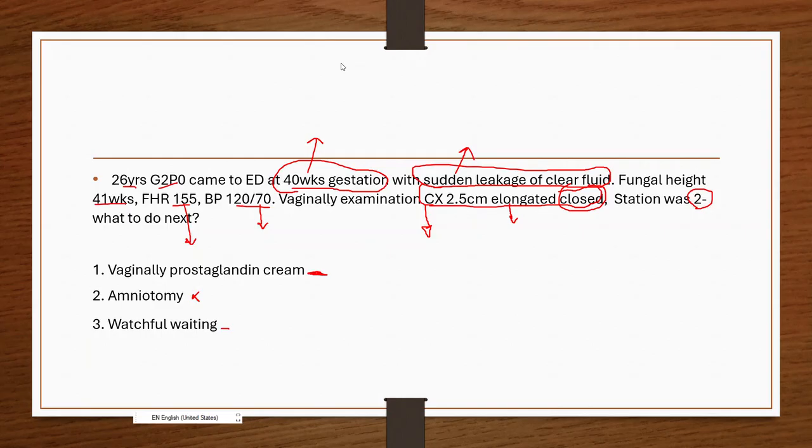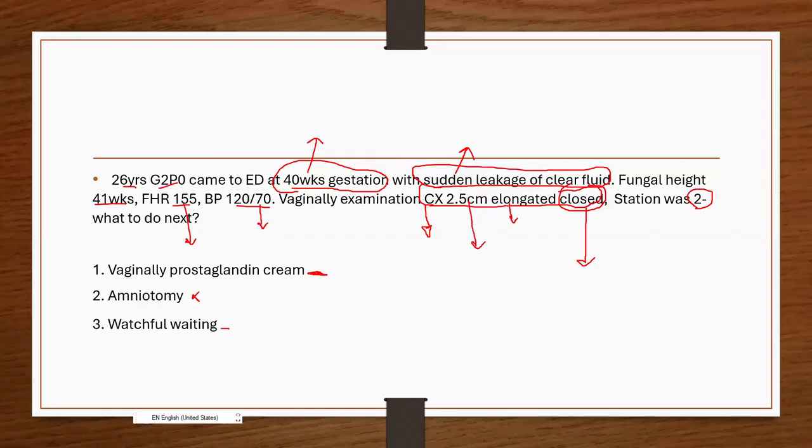Yes, very good. It's not progressing well, right? Why? Because there are enough pointers to tell you this labor is not progressing well. Why? Because the membranes have ruptured, but still the os is closed, and its length is still 2.5. There are no signs of cervical dilatation.